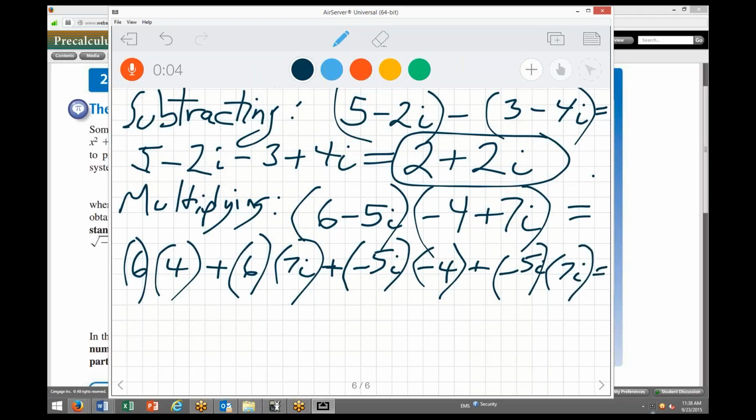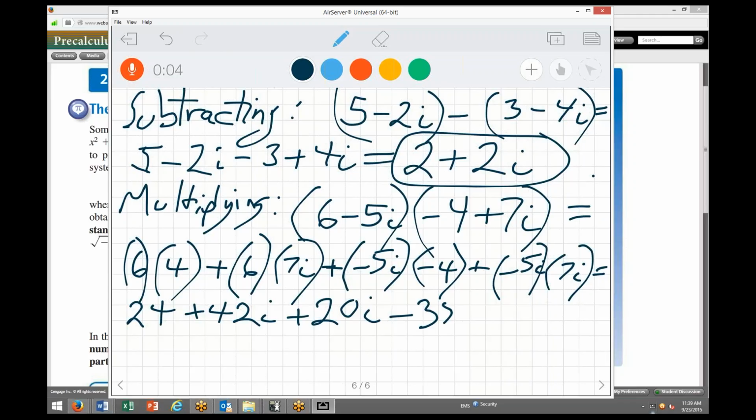Okay, just fit that in on that line there. So now let's do our multiplying. 6 times 4 is 24. 6 times 7i, we literally just multiply the 6 times the 7, and it becomes 42i. And negative 5i times negative 4, well, we multiply the negative 5 times negative 4, that's positive 20i. And negative 5i times 7i. We'll do the negative 5 times 7 is negative 35.